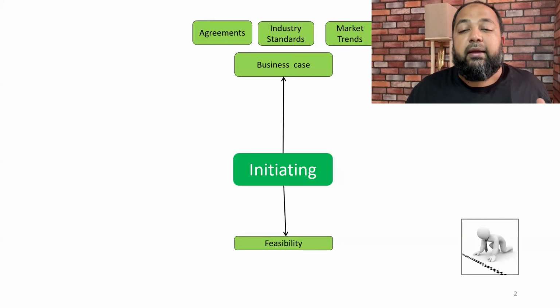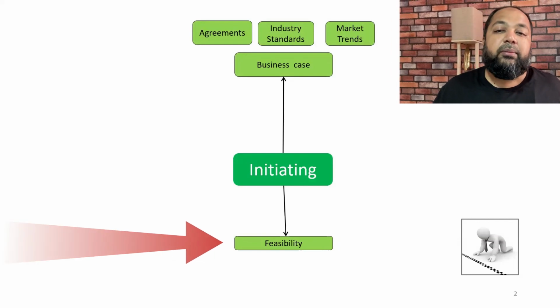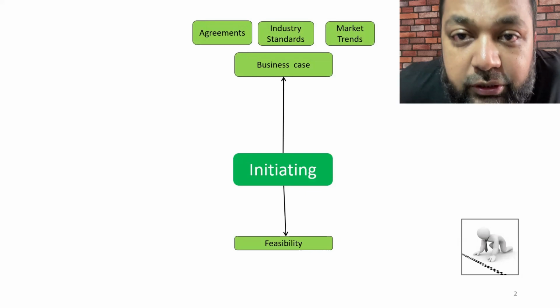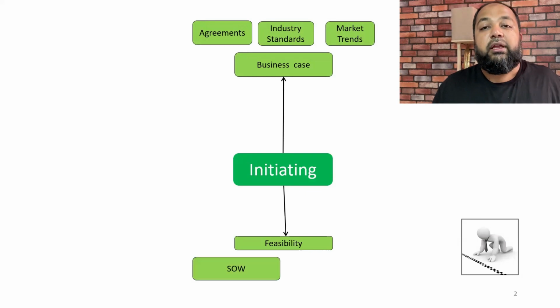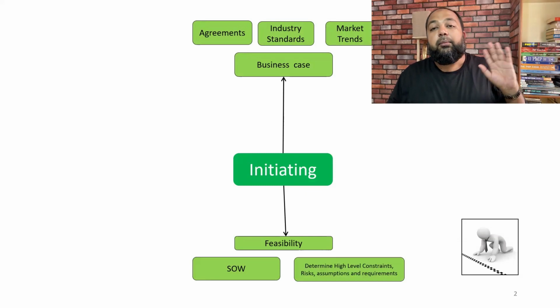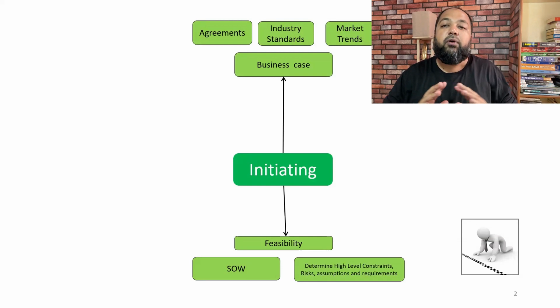So that's one thing. Then you also check the feasibility. Is the project feasible? You do some mathematical calculations also. Are there some benefits? You will see the net present value or return on investment, or what is the payback period of this project? You look into all of these things in the initiating process group. Is this project feasible? You come up with a statement of work. You determine at a high level what are the risks, constraints, assumptions, and requirements needed for this project.